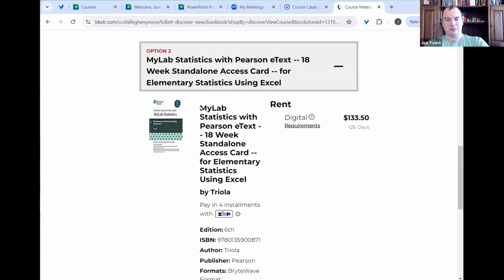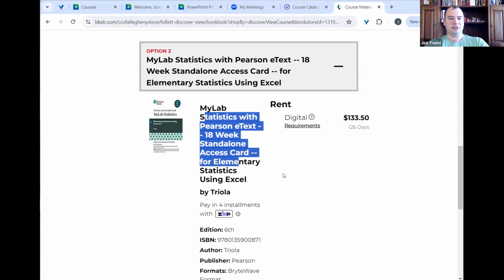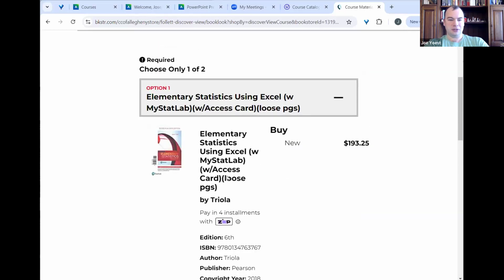And this one down here is the standalone access card. So that only includes access to My Stat Lab. And you get the access to the ebook along with that. So if you want to use the ebook, this would be the way to go. If you want a physical copy, you could go this route, or you could buy the My Stat Lab access and then go on the secondary market and find a used hard copy. That might be another way to go about it.